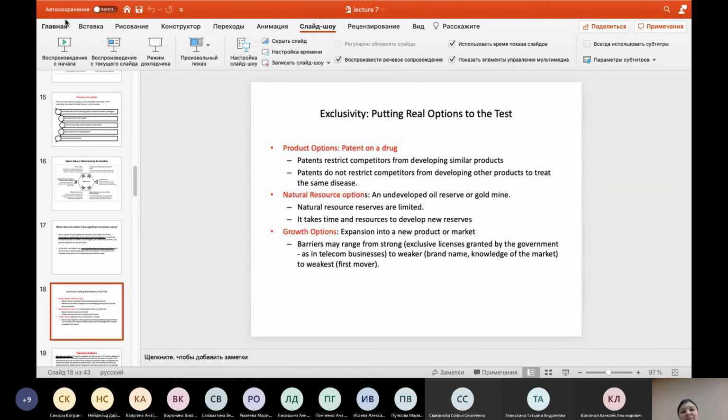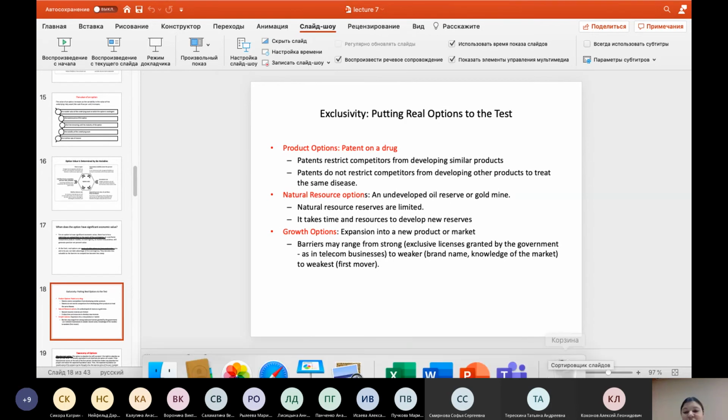Perhaps it's correct. Natural resource options, an undeveloped oil reserve or gold mine. Natural resource reserves are limited. It takes time and resources to develop new reserves. How do you think, in which cases the value of our real option will be higher? In which cases will we receive the highest value of our real option?